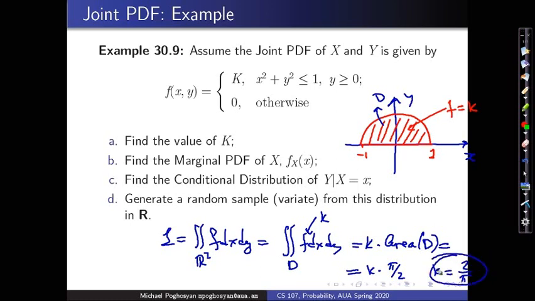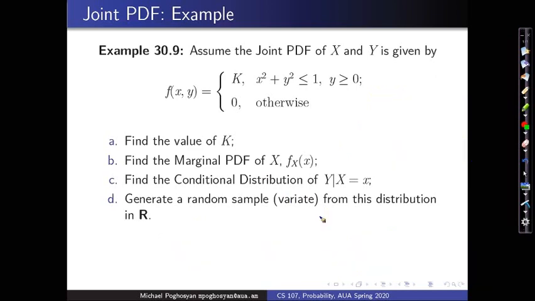Well, I will not use this. Maybe I will use that for solving part d, but I will use just k for these two cases, two parts. Okay, so the second part is find the marginal PDF of x, fX. So let me write it here.